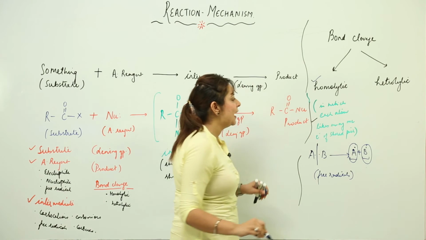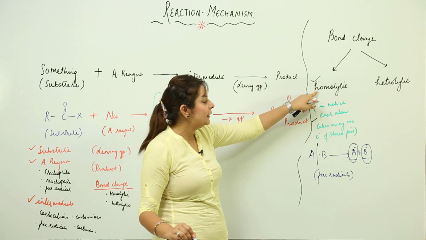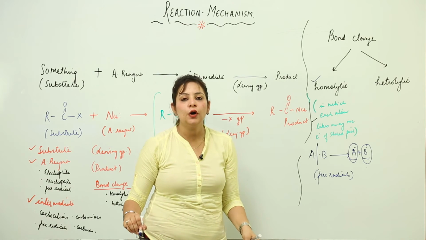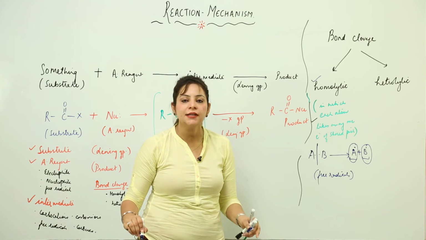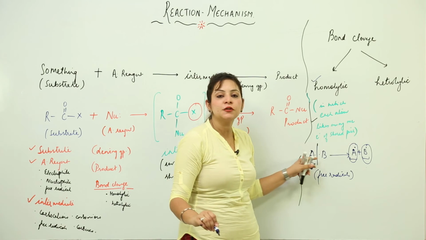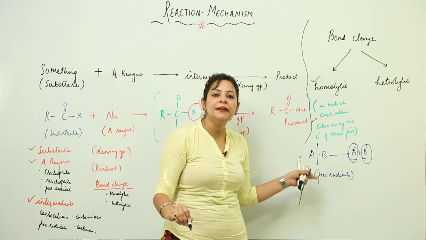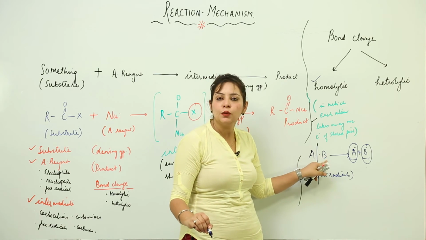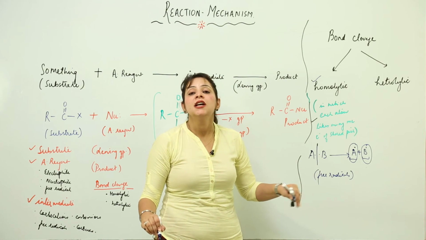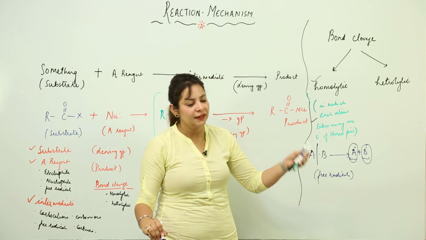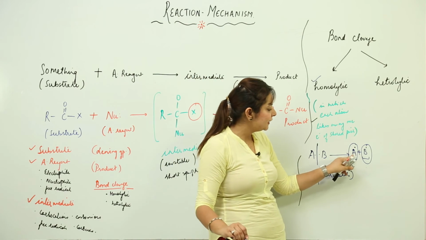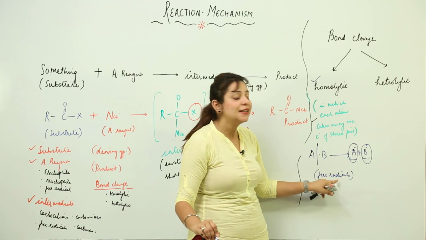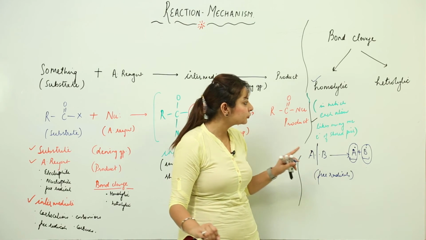So we can say that homolytic fission is the one in which the bond fission occurs in such a way that each atom takes away one electron of the shared pair. So it takes one electron and the other also takes one electron. That means they take an equal number of electrons with them when the bond is cleaved. As you can see, this is A with an unpaired electron, B with an unpaired electron. So this is actually a free radical.